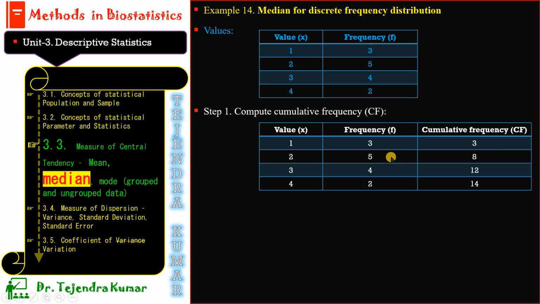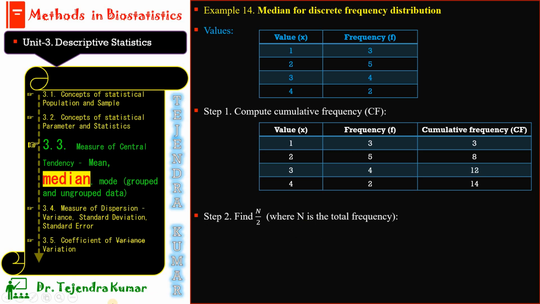Now add the next frequency from the next row. So 3 plus 5 is equal to 8. Again add, then 8 plus 4, 12. Then 12 plus 2, 14. So the final cumulative frequency is 14.